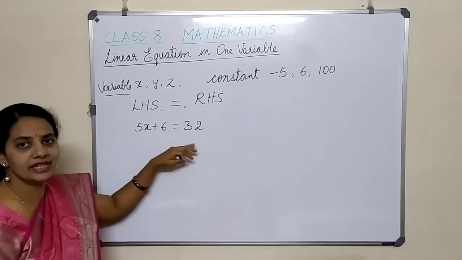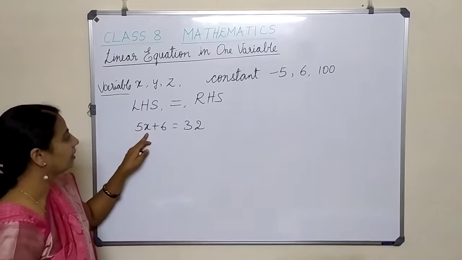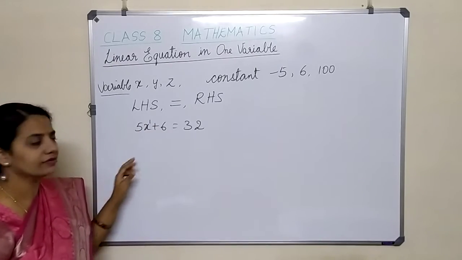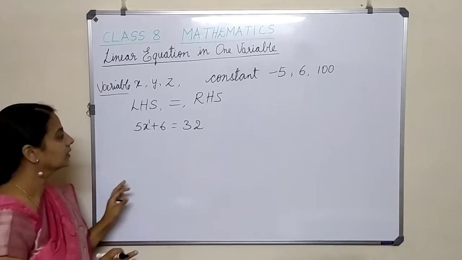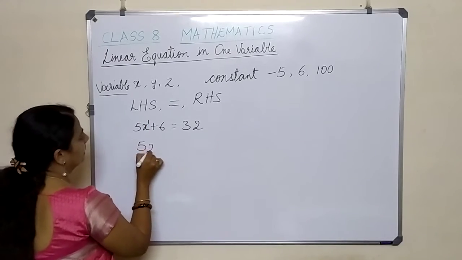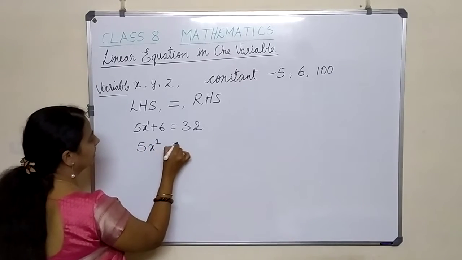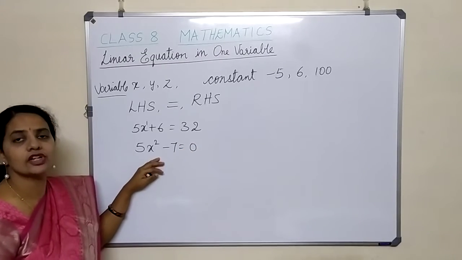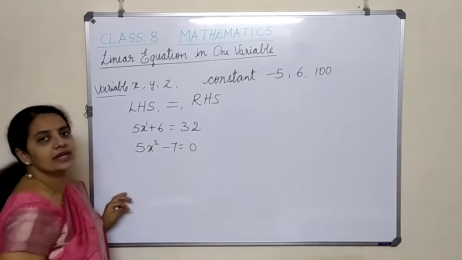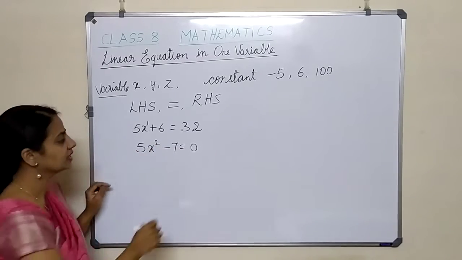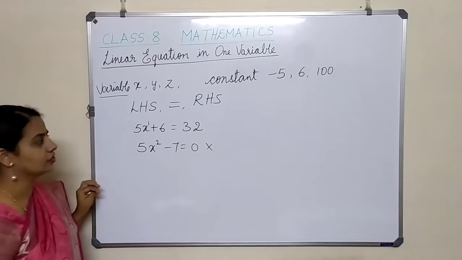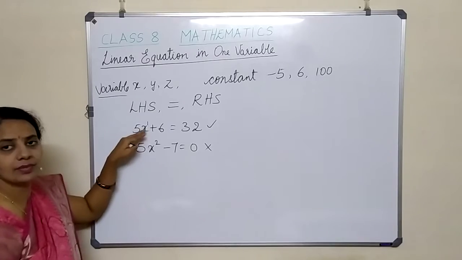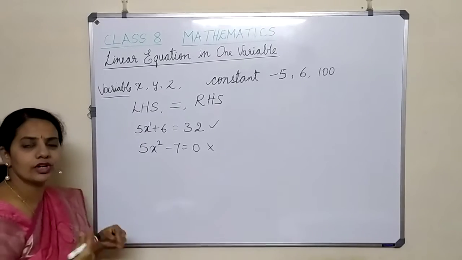Why do we call this as a linear equation? Because here you have the variable x, the power of this x is 1. Okay, if nothing is written, it is understood it's 1. Another example I'll give you: 5x square minus 7 is equal to 0. Now can we call this as a linear equation? No, because here you have square, that is power is 2. This cannot be called as linear equation, whereas this can be called as linear equation because it has the power 1. Understood, children?